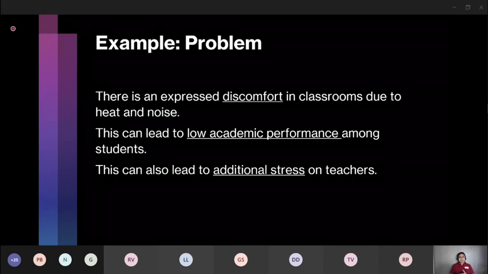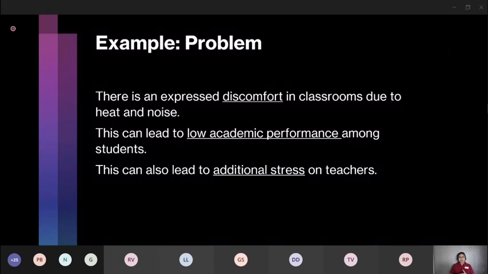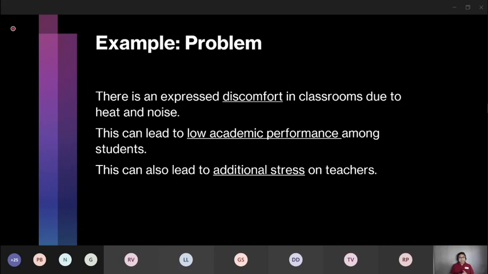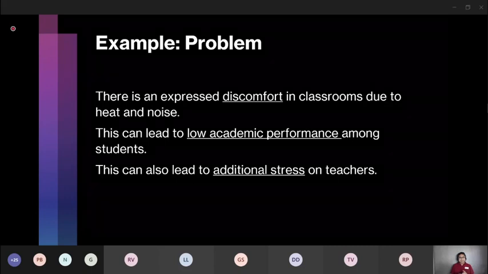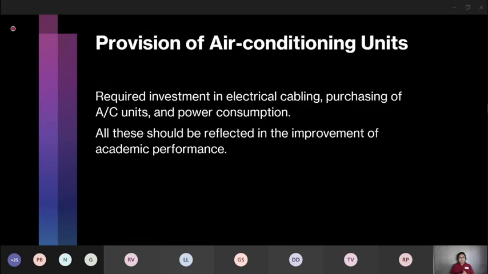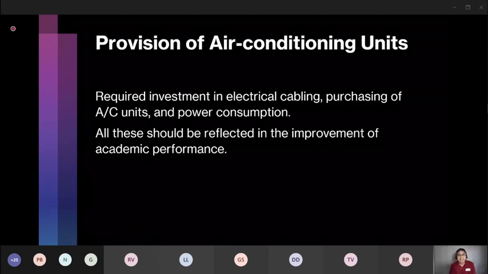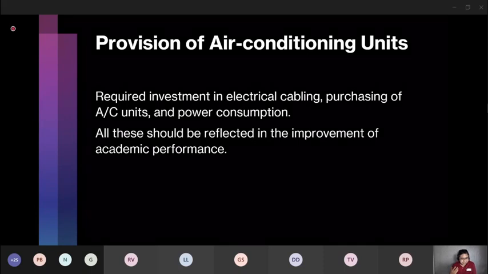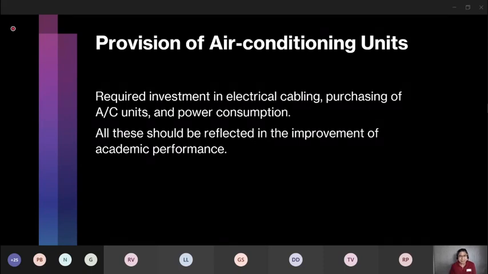So the students are not the only ones who are suffering from this discomfort. The teachers as well are affected, although the main concern here, because it's a school, would be on the students. So, in order to address this problem, the administration invested in the provision of air conditioning units. So the classrooms were fitted with air conditioning units.